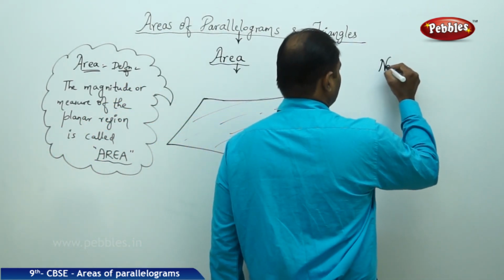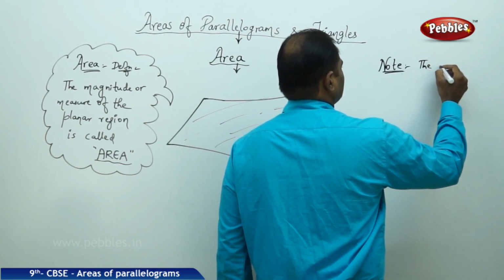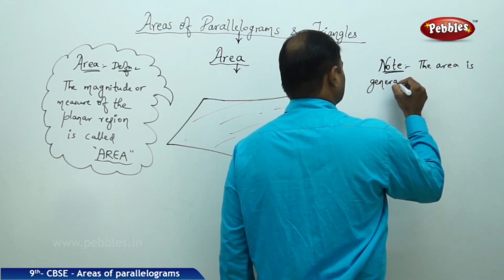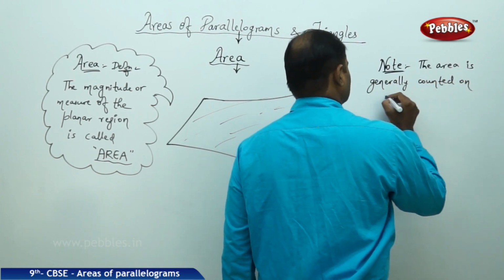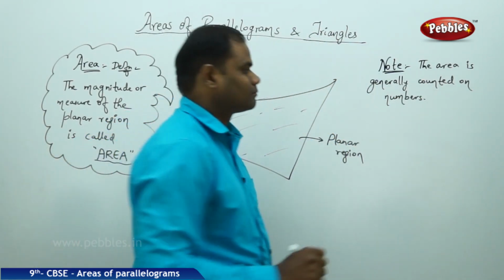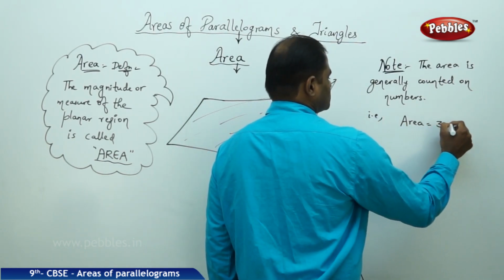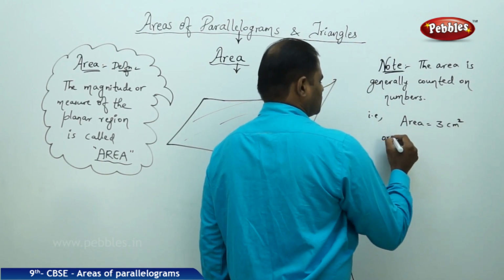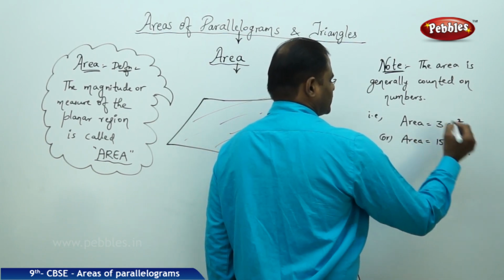So this is a very important note. The area is generally counted on numbers. That is, area equals 3 centimeters square or area equals 15 centimeters square, etc.